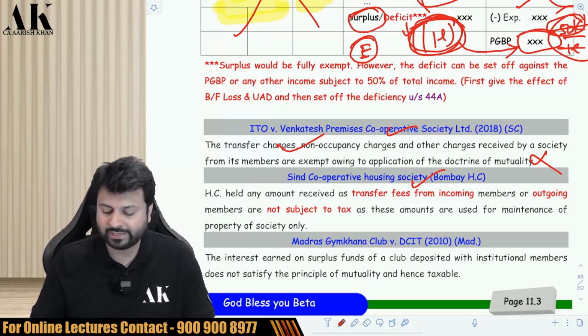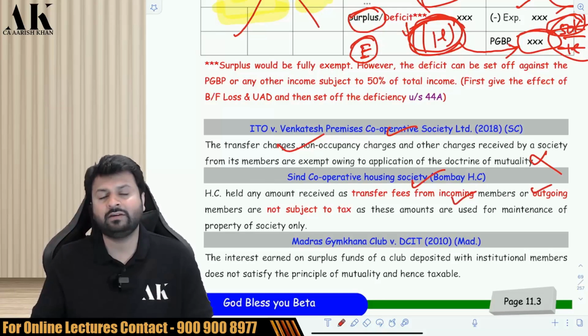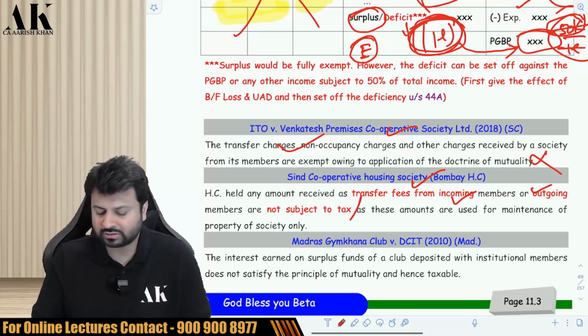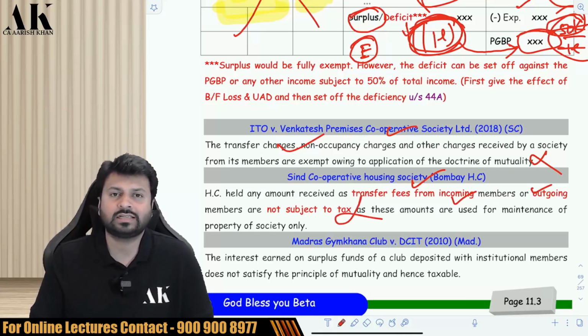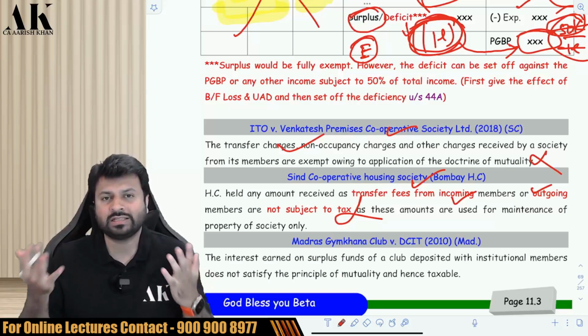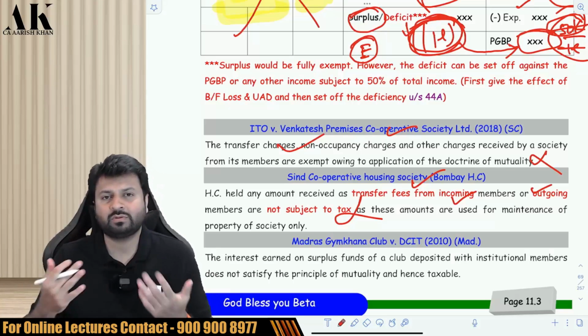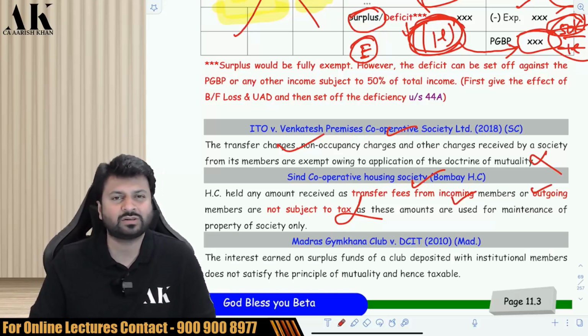Similarly, there was one society which was taking incoming and outgoing charges from every member who is selling the house or who is buying the house in the society. Again, it is not subject to tax because it is considered as mutuality, mutual income. It is considered that the society and the members are one and the same person. Profit is not the motive over here. The motive over here is to come together and provide services to each other. Therefore, it will not be subject to tax.